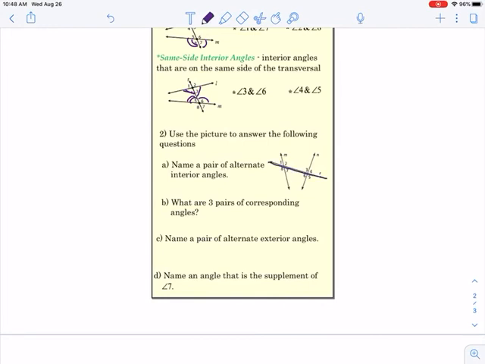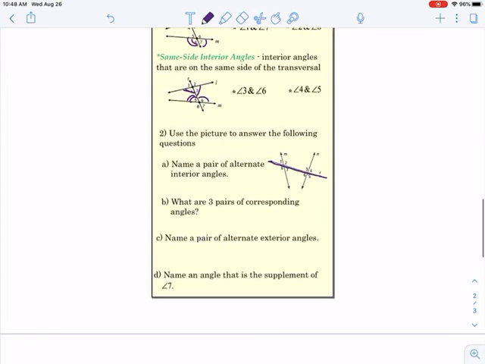So alternate interior angles are again going to be on the inside of the sandwich and on the opposite side of the transversal. So how about angle 2 and angle 6? Okay, your other pair would have been angle 3 and angle 7. Again, they only asked for one, so I'll only write the one.